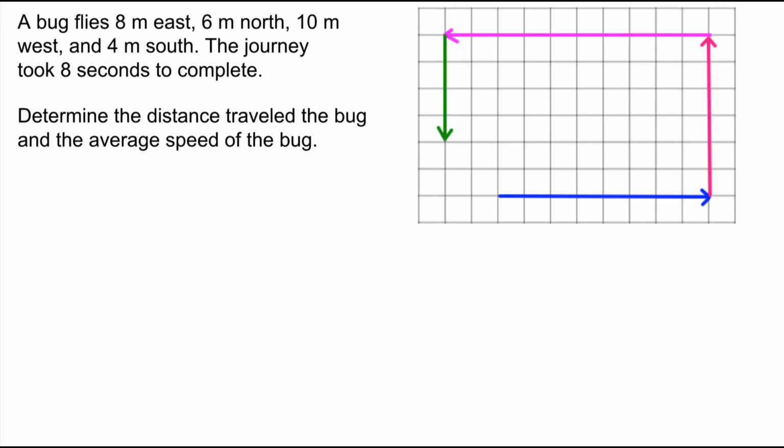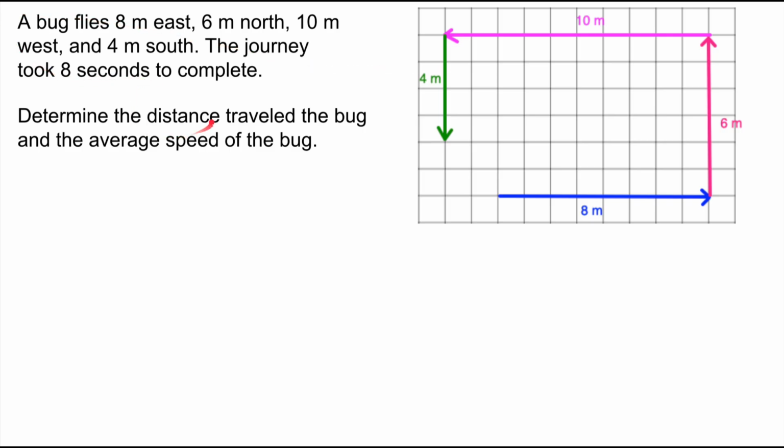So I have a bug that's going to fly in 2 different dimensions, okay? We'll say we're looking down on it from above. So what I want to find is the distance the bug traveled, and the average speed of the bug. So the bug does this. The bug flies 8 meters to the east, then 6 meters north, then 10 meters to the west, and finally 4 meters to the south. And it took 8 seconds for this to happen.